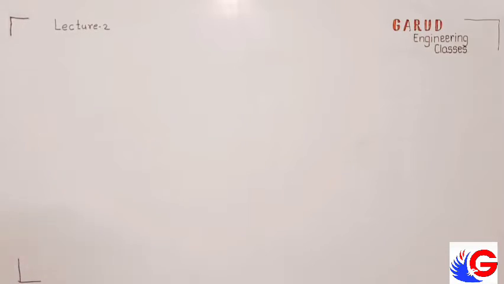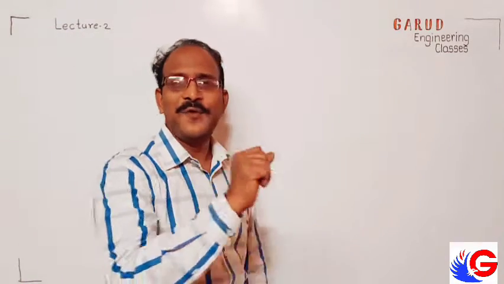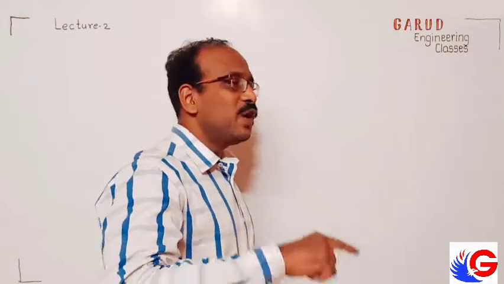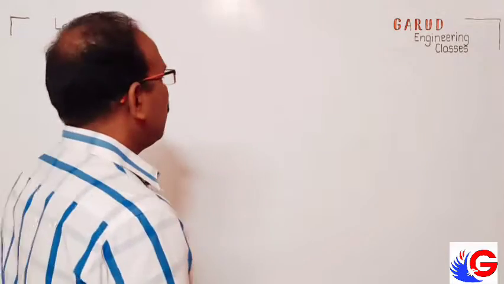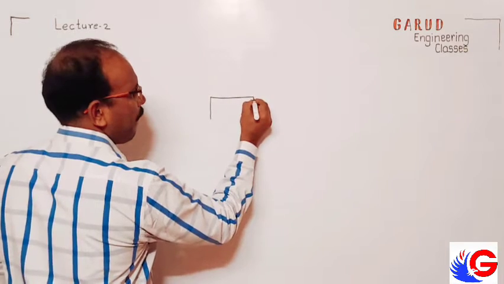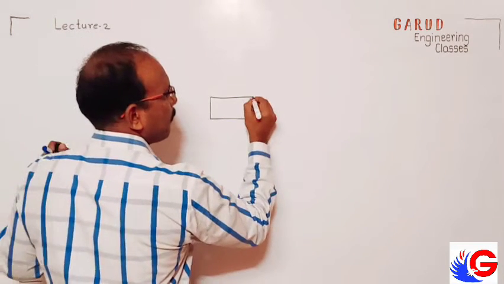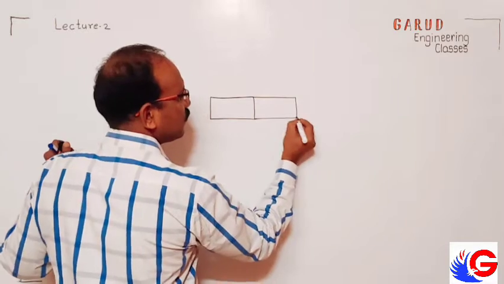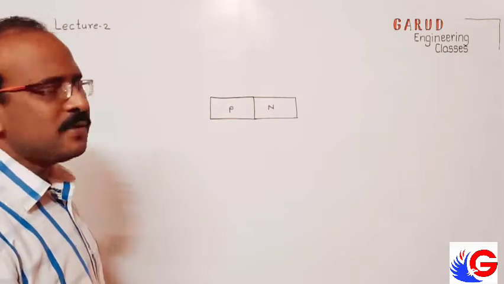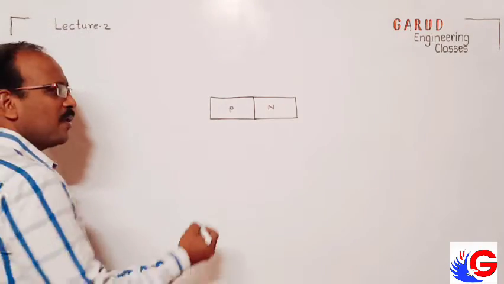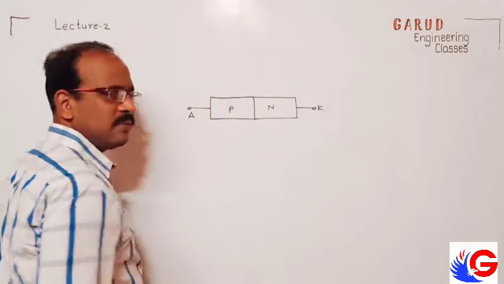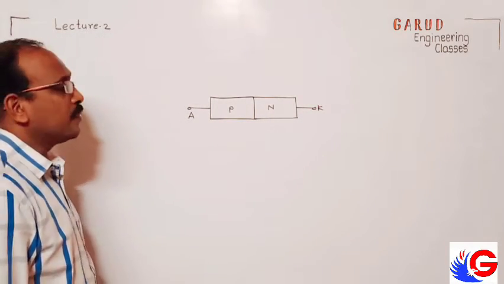Before going into the transistor amplifier, I want to clear your fundamentals about the P layer and the N layer, because without that you cannot understand the operation of a transistor. Suppose this is P type and N type. What is this? This is a PN junction. You know this is a diode, this is the anode, this is the cathode. You studied it many times, even in 12th.